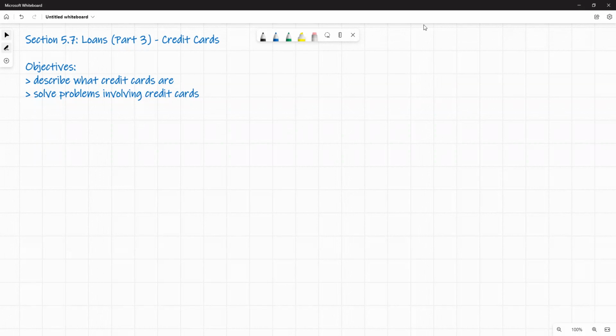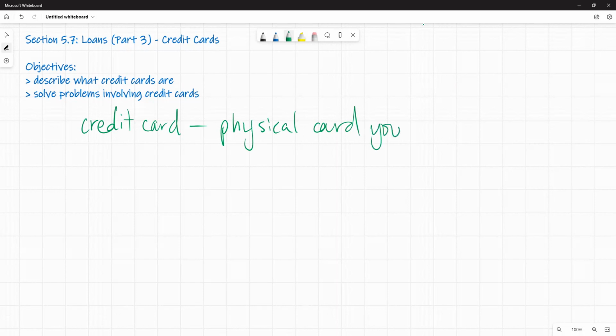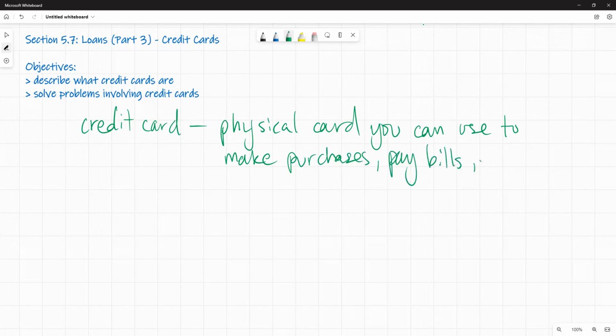Okay, so let's just start with, what is a credit card? Like if you've heard of it, but maybe you don't know exactly what it does, let's go ahead and talk a little bit about what a credit card is, right? So it's a physical card that you can use to make purchases, pay bills, etc. There's lots of things you can do with a credit card. Almost whatever you can do with a debit card, you can also do with a credit card.